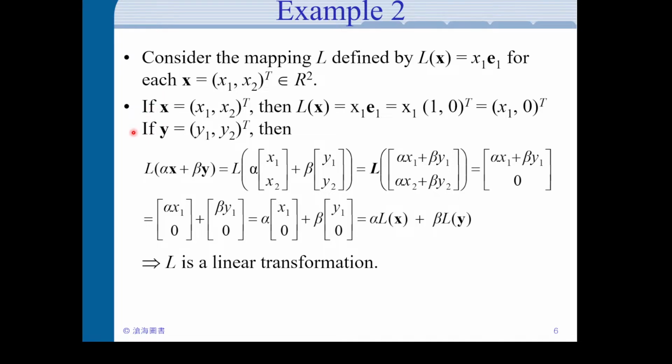Okay. And so once again, we check both conditions together. We have x and y, and we want to see what L of alpha x plus beta y is. You can write down alpha x plus beta y. So x is x1, x2, y is y1, y2, and so alpha x plus beta y is alpha x1 plus beta y1, alpha x2 plus beta y2, and you apply L to it. You change the second coordinate to 0, and once again you see this is alpha L of x plus beta L of y. So L is once again a linear transformation, and this is in R2.